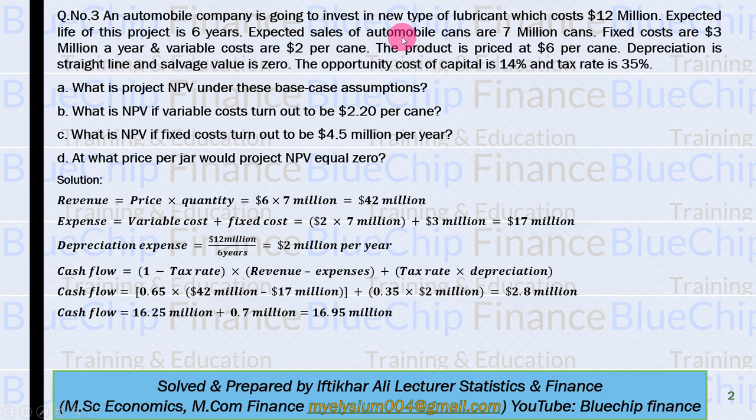Expected sales of automobile cans are 7 million cans. There is a typo error, CANES are 7 million cans. Fixed costs are 3 million a year, and variable cost is $2 per can. The product is priced at $6 per can. Depreciation is straight line and salvage value is 0. The opportunity cost of capital is 14% and the tax rate is 35%.